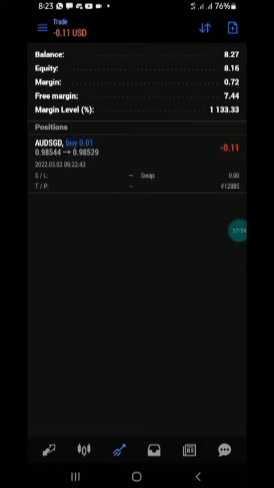Now I need to put a stop loss. Probably I don't want to be looking at my screen. I want to go and do some other things. That's why forex is actually good. You can be trading and be going about your other duties, and when it gets to the price you want, the trade ends by itself.